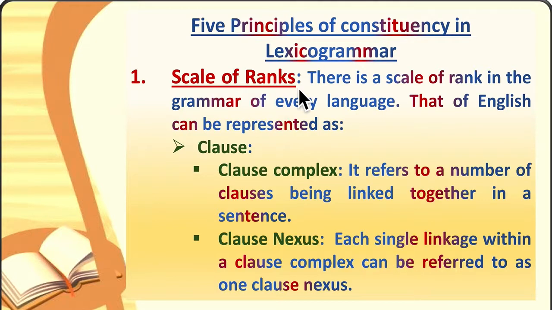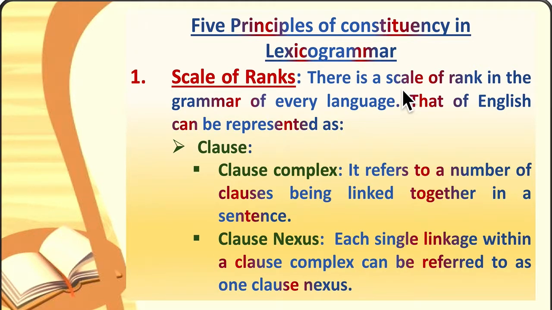Let us discuss. Go back to the example we talked about. Go back to the table we talked about and see how we have the clause complex, how we have clause, how we have word group, and so on. If you understand that table well, you will understand this scale of ranks very well. There is a scale of rank in the grammar of every language. That of English can be represented as follows. Look here.